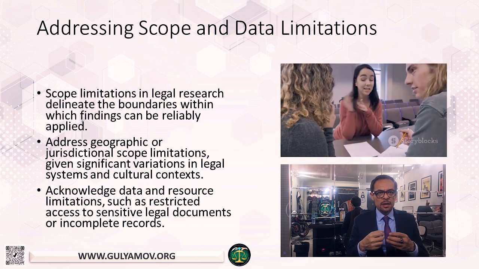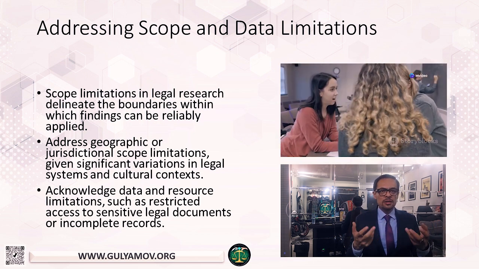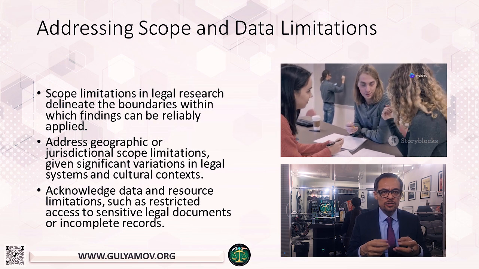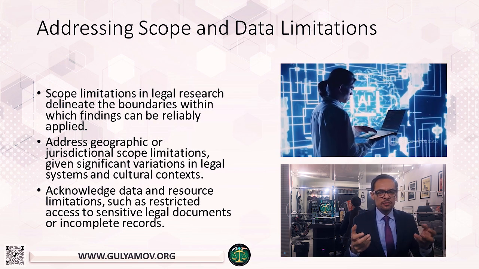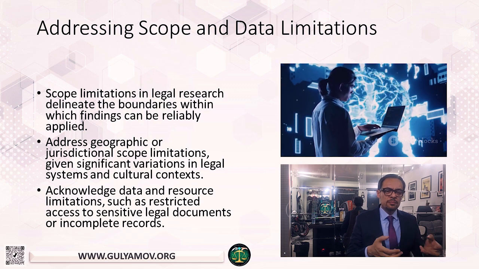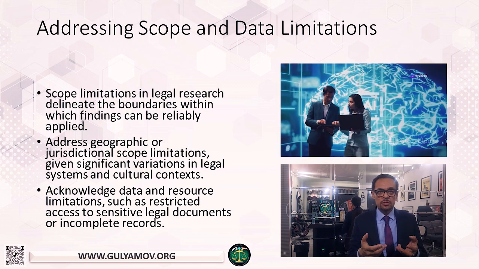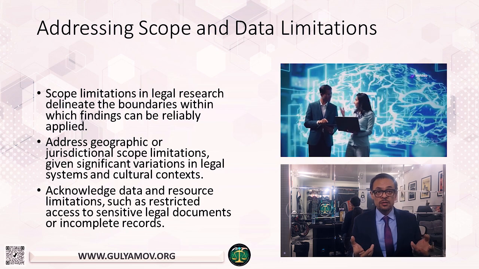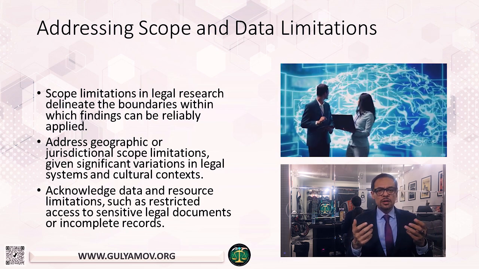Scope limitations in legal research delineate the boundaries within which findings can be reliably applied. Define these boundaries with a nuanced understanding of the research context and its potential applications. For instance, in a study on data protection law implementation, specify: this research focuses on the EU's GDPR application in multinational corporations. Findings may not directly apply to small businesses or non-EU jurisdictions.